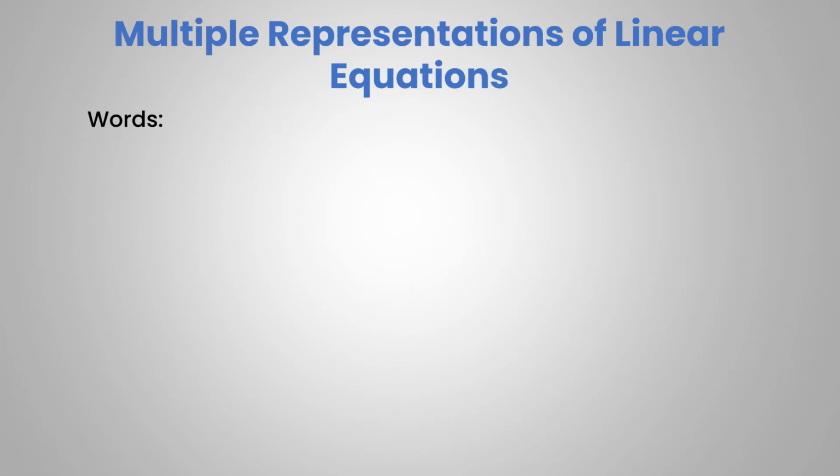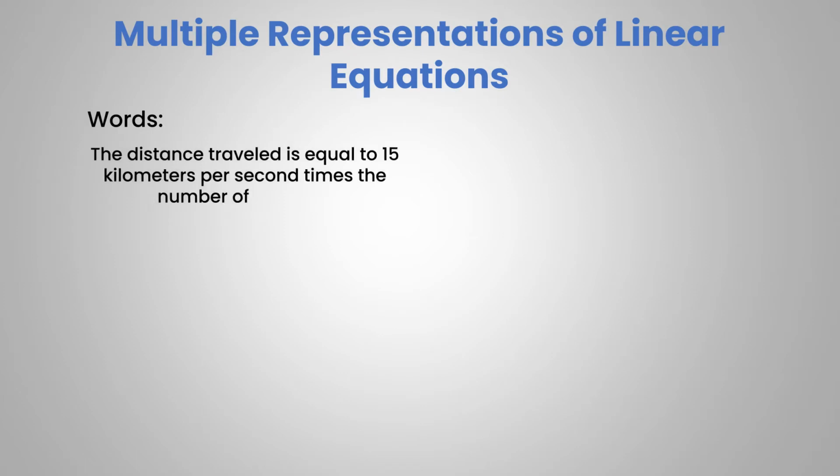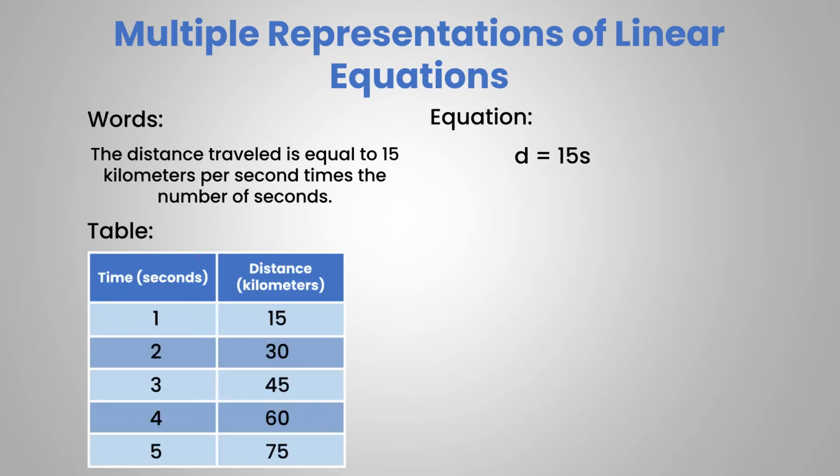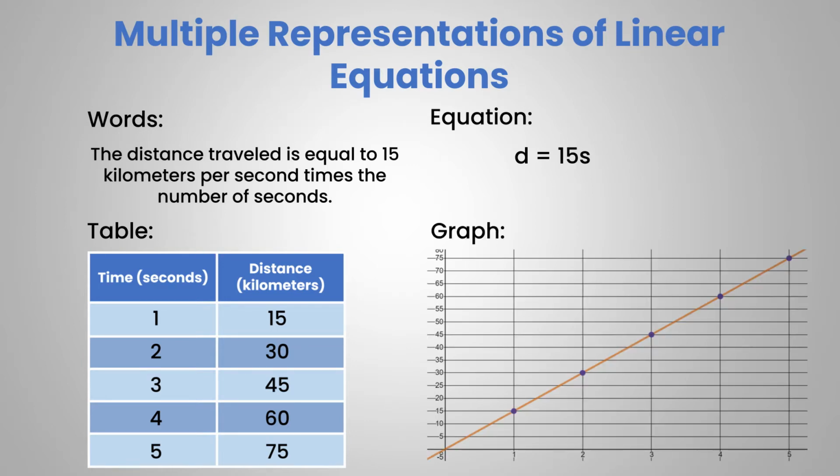Multiple representations of linear equations. You can represent a linear equation in words. For example, the distance traveled is equal to 15 kilometers per second times the number of seconds. You can represent it with an equation. For example, d equals 15s. You can represent it with a table, as in 1, 15, 2, 30, 3, 45, 4, 60, and 5, 75, or you can represent it as a graph.